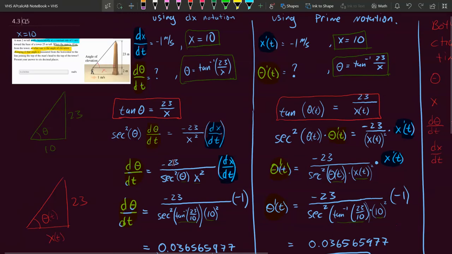Hello, everybody. So what we're looking at here is question 4.3, section 4.3, question 5 here. This is going to be a bit of a long one. I'll probably have to do it in two videos.